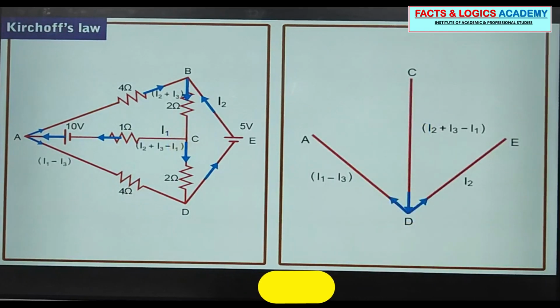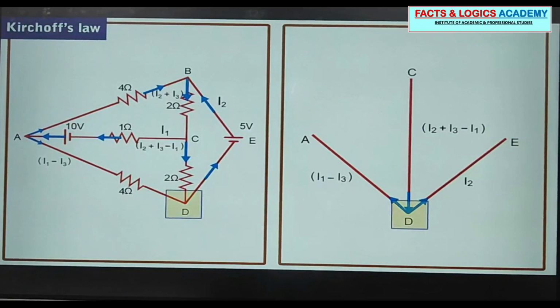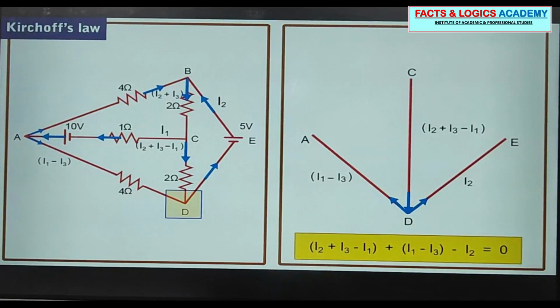We have labeled the currents in all the branches. We have a self-check to see whether the magnitudes of the currents in the branches that we calculated are correct. Let us apply Kirchhoff's first rule at node point D. As Kirchhoff's first rule is satisfied, the currents in the branches that we have calculated are correct.